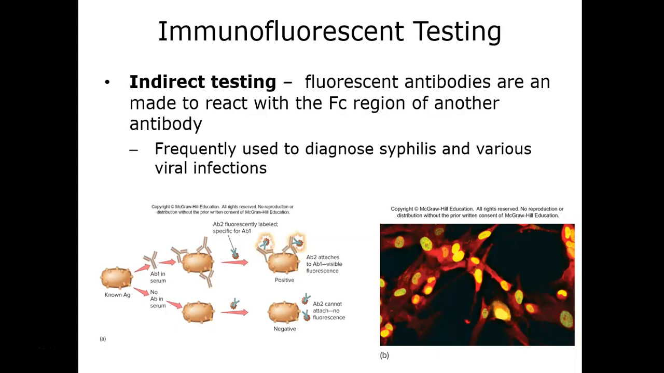So the indirect testing allows us to diagnose syphilis and viral infections as well. Basically, what we do is we take this secondary antibody, we attach it to the primary antibody, and if there is a reaction where the antibody binds to the antigen, this secondary antibody is going to glow. If these two don't interact, the antibody and antigen don't match, the tag doesn't glow, we don't get any fluorescence. That tells us it's a negative result.